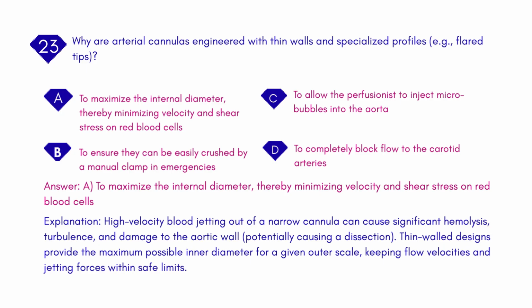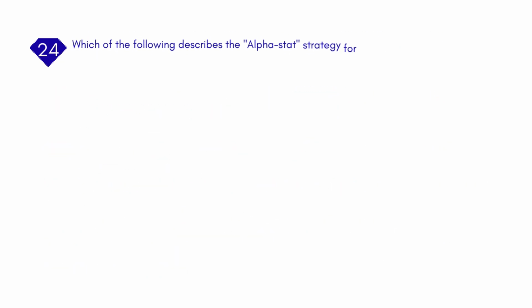Thin-walled designs provide the maximum possible inner diameter for a given outer scale, keeping flow velocities and jetting forces within safe limits. Which of the following describes the alpha-stat strategy for blood gas management during hypothermic CPB?